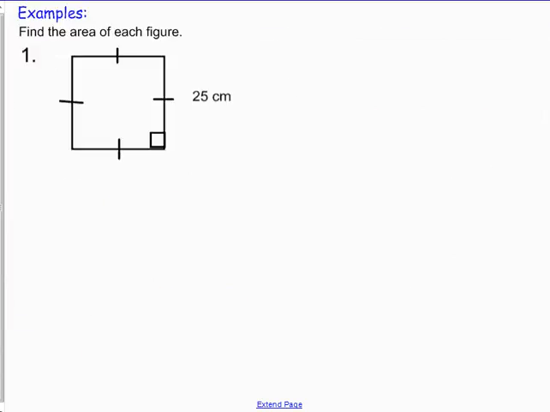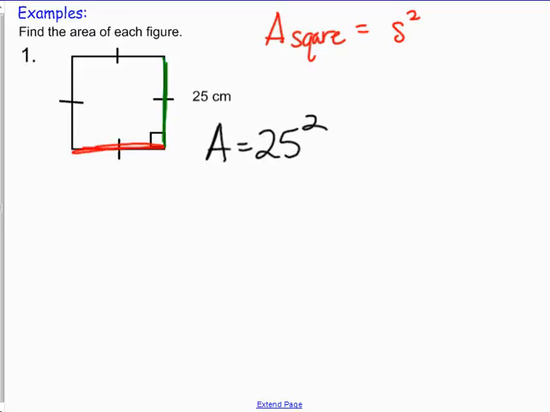So, for example, this is a square, and actually we didn't do this on the other page, but the area of a square is side squared, which was actually the base times the height. Side squared. So the area equals 25 squared, which is 625 centimeters squared.